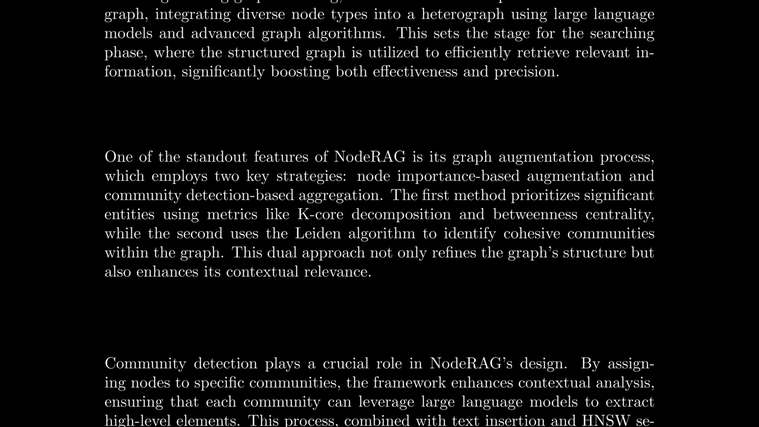One of the standout features of NoDrag is its graph augmentation process, which employs two key strategies: node importance-based augmentation and community detection-based aggregation. The first method prioritizes significant entities using metrics like K-core decomposition and betweenness centrality, while the second uses the Leiden algorithm to identify cohesive communities within the graph.